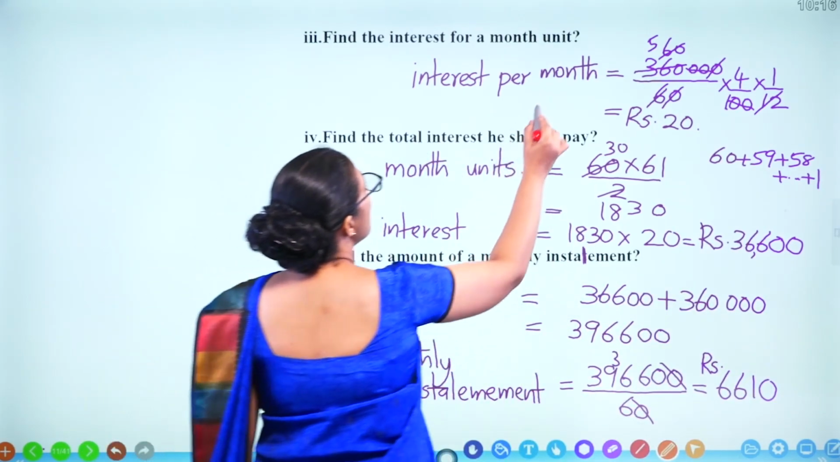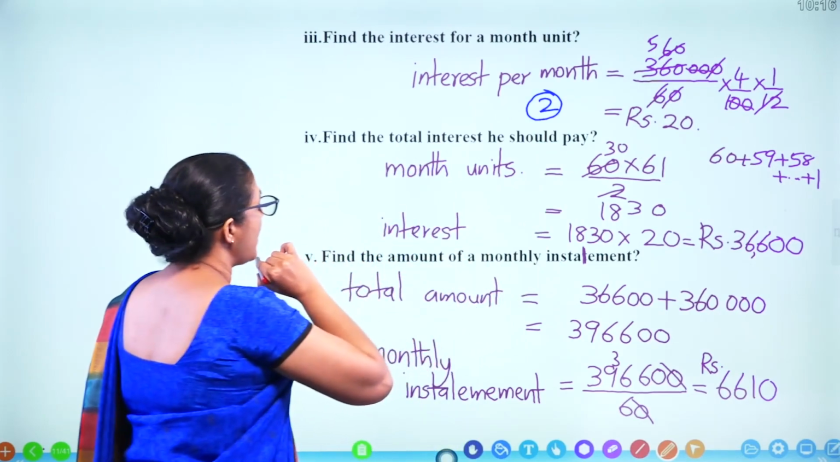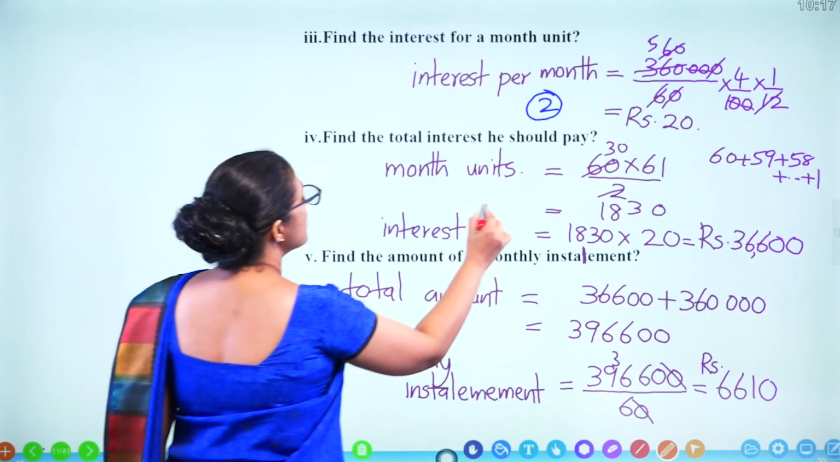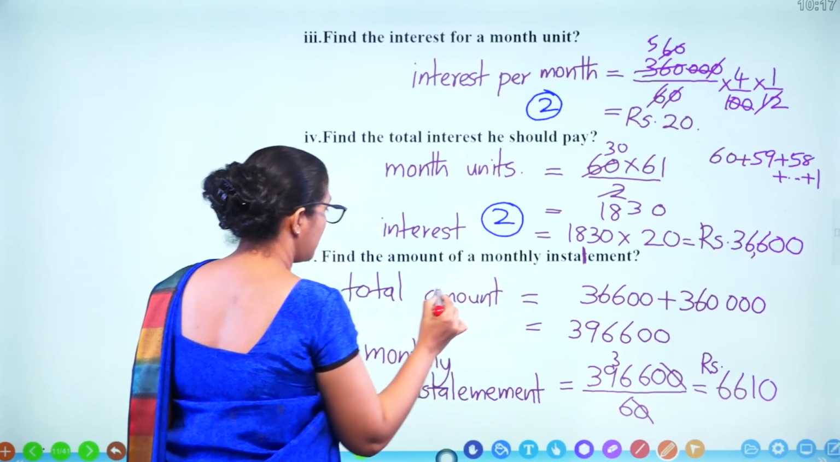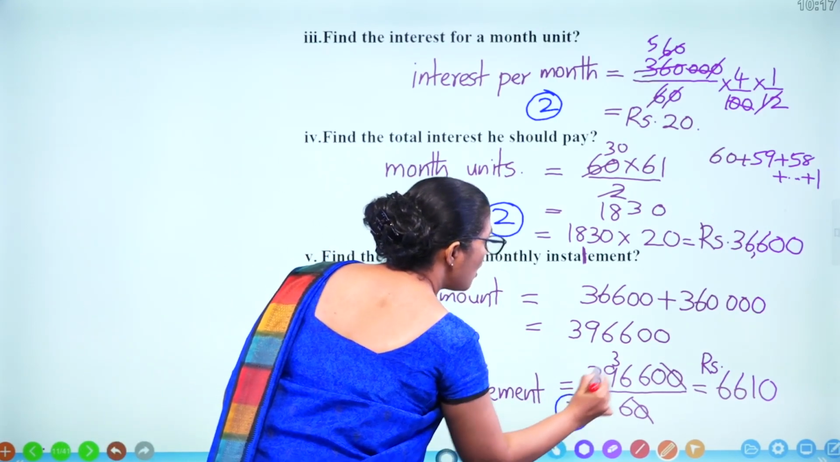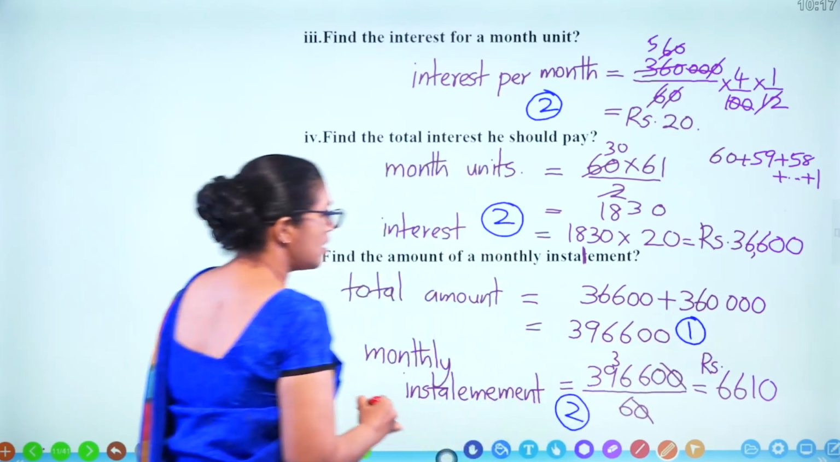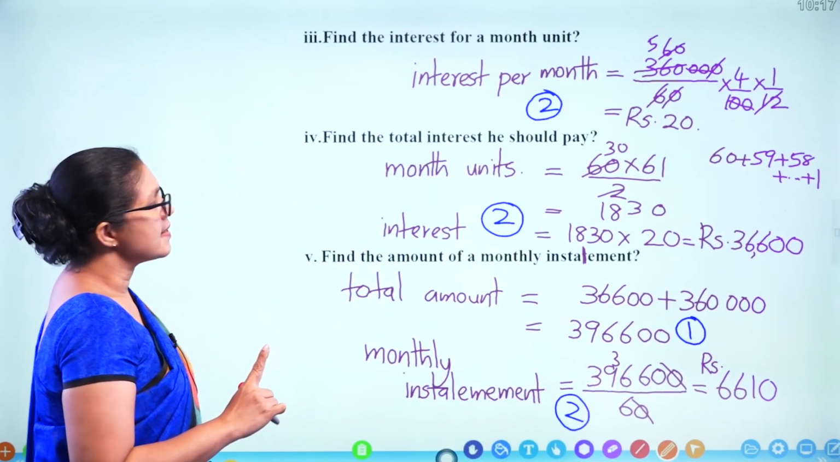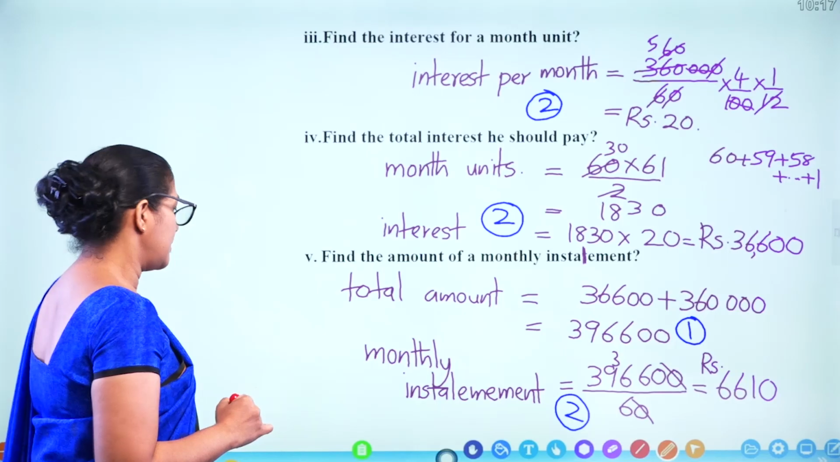3, 4, 5, 6, 7, 8, 9, 10. So 2 marks and 1 mark for the total. 2, 3, 4, 5, 6, 7 and 3, 10.